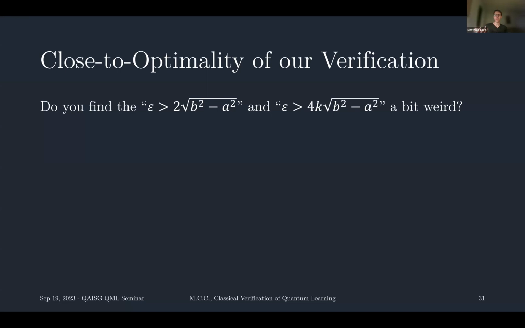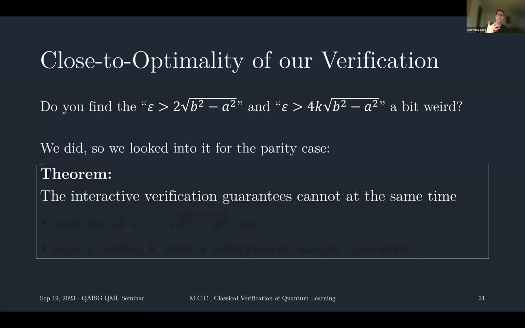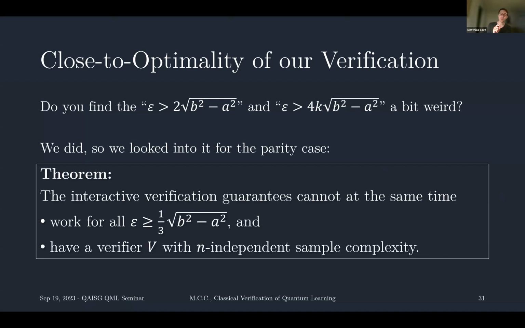That actually seems bad. We were also a bit worried about this, so we looked into it in more detail. And what we can show is that you can't do much better. If you want the same kind of interactive verification, you cannot at the same time achieve two things. The first would be improving this epsilon lower bound to even just a third times the square root of b squared minus a squared. The second would be the verifier having a sample complexity that's independent of the number of bits in the input string. You cannot get those two simultaneously. It's just not going to work.